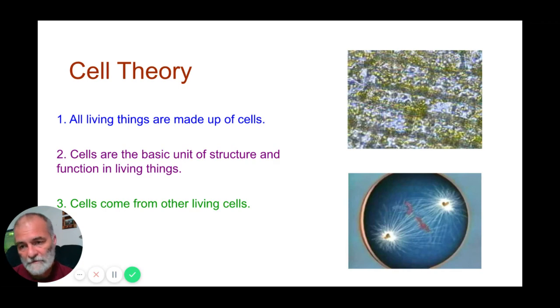They said that all living things are made up of cells. Obviously, that came from Schwann and Schleiden. They looked at plants, they looked at animals, they looked at different parts of the plants and animals, and they saw that, of course, all of them are made up of cells.